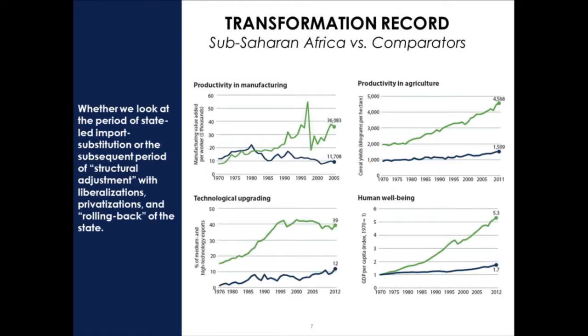Okay, there are still some more. The last one shows just if you look at 1970 in terms of where we were in per capita income versus where we were around 2002. In the comparator countries, they've increased by over 5 times. In Africa, we haven't been able to even double.